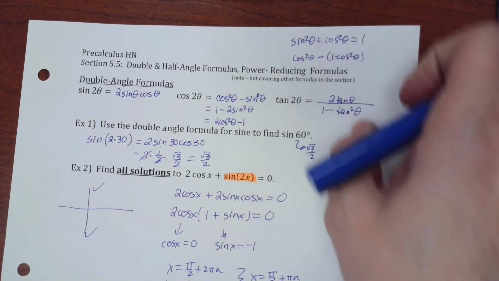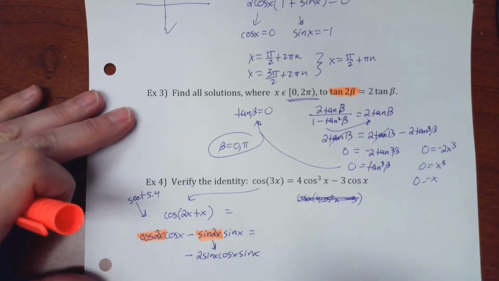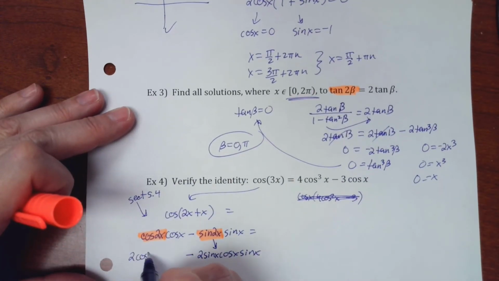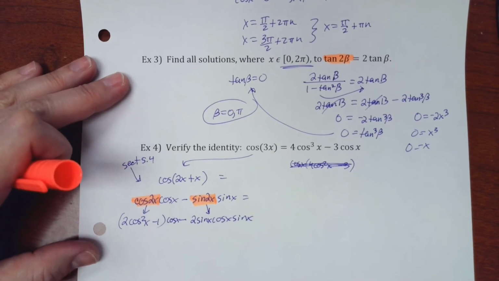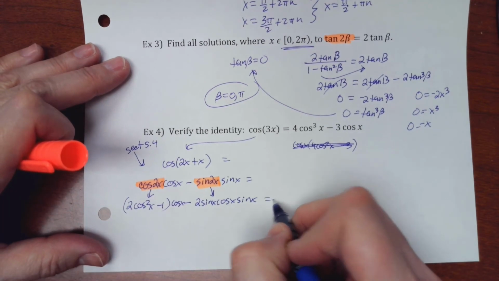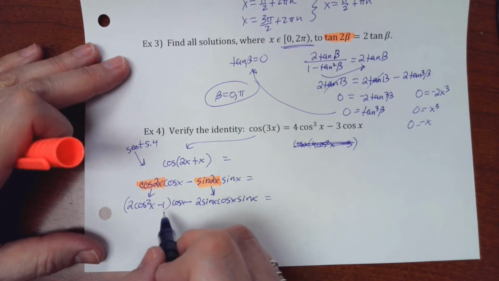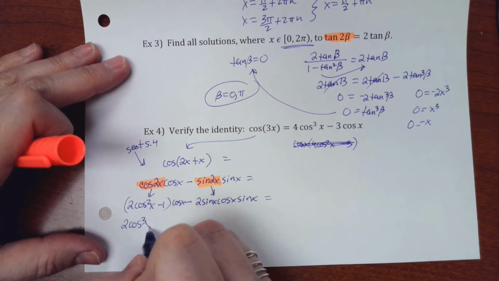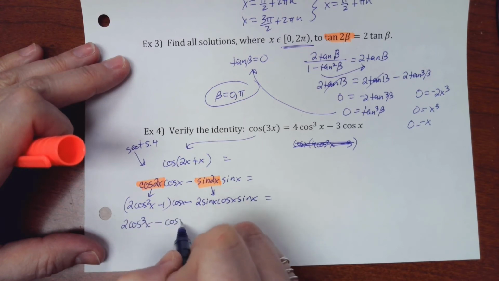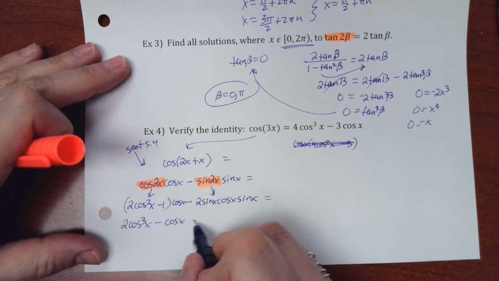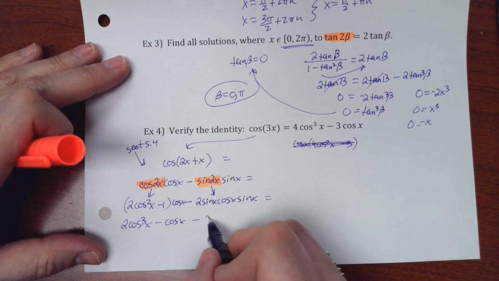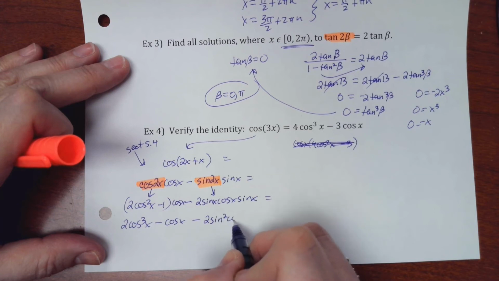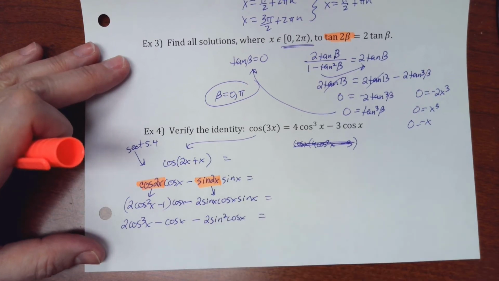So I'm going to replace cosine 2x with 2 cosine squared minus 1. And then there's a cosine here. All right, so this became that. Okay. All right, so let's multiply this out, see what we got. Cosine times 2 cosine squared would be 2 cosine to the third minus cosine. I'm just distributing. Here, if I clean this up, I got sine squared cosine. All right, so we're getting there.